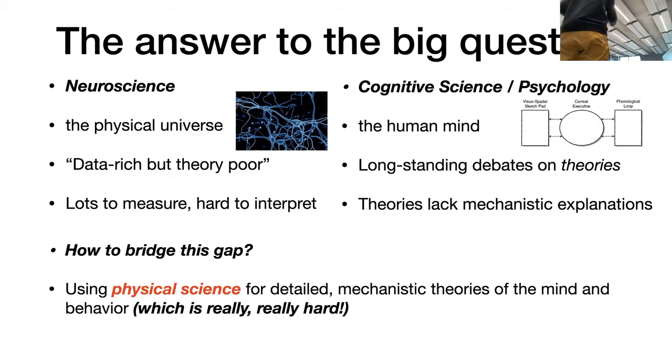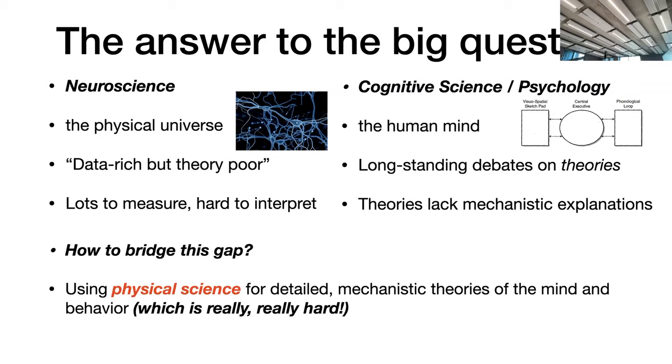So both of these fields are really productive, and we've learned a lot from them, but something is missing in both. What is missing is we need to bridge this gap between the two, right? And the way to do that is to take these principles from physical sciences, namely computational models, mathematical models that describe what the mechanisms are that are at play in a specific measurement, so that we can create really hardcore scientific theories of how the mind works.